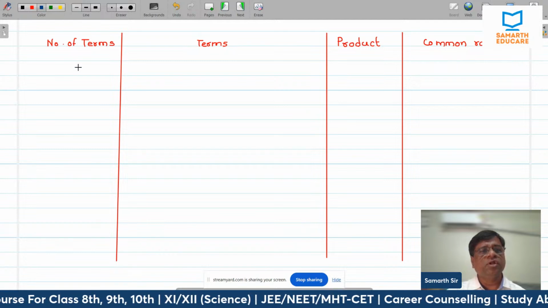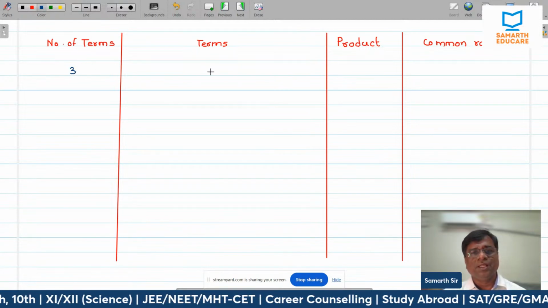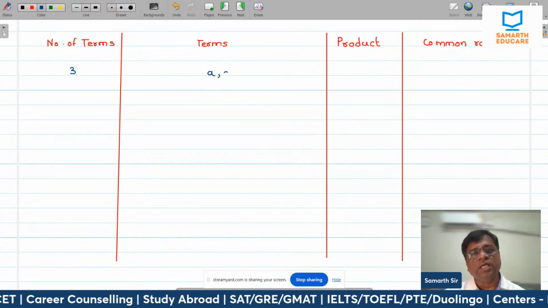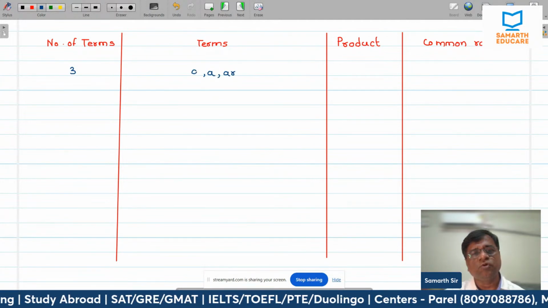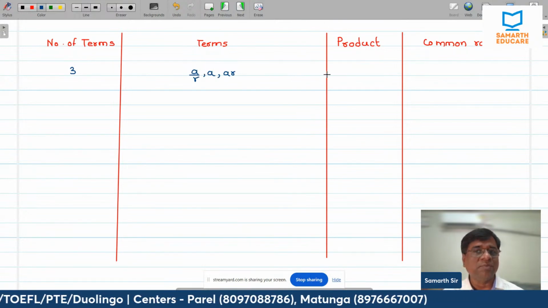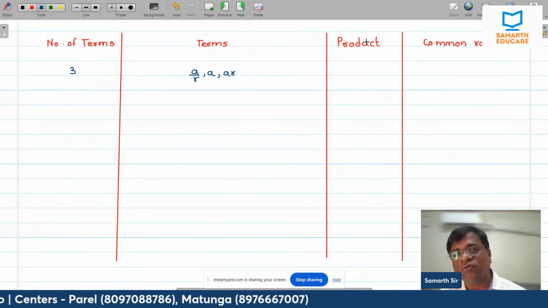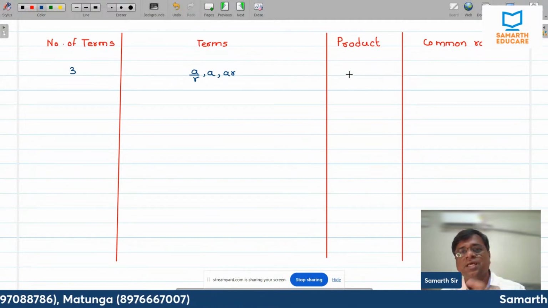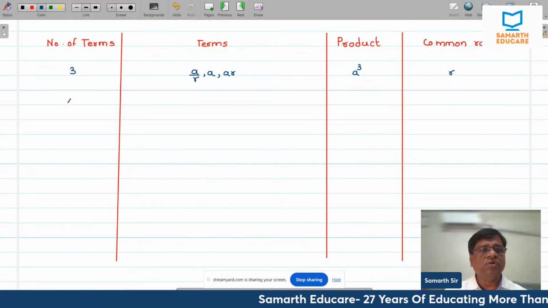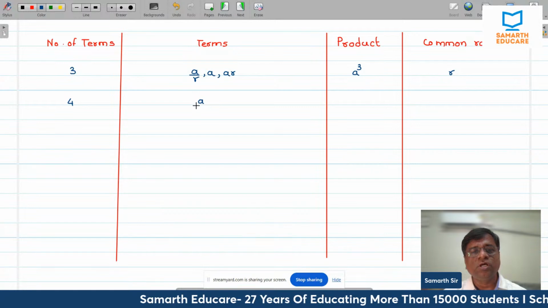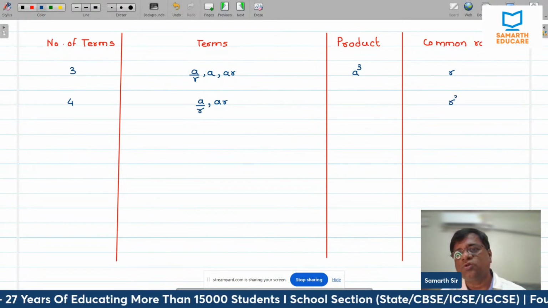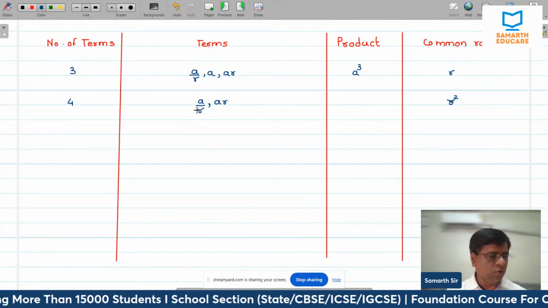So if number of terms are 3, that means we will have one middle term. The middle term will be a, the next term will be ar, and naturally the previous term would be a upon r. Here the product is, because if we take the product, that is multiplication, in arithmetic progression we look for sum. Here the product is a cube, a into a into a, and the common ratio, you observe, is r. Similarly, if we have 4 terms, then the middle 2 terms are a upon r and ar. Remember, here the common ratio is r square.